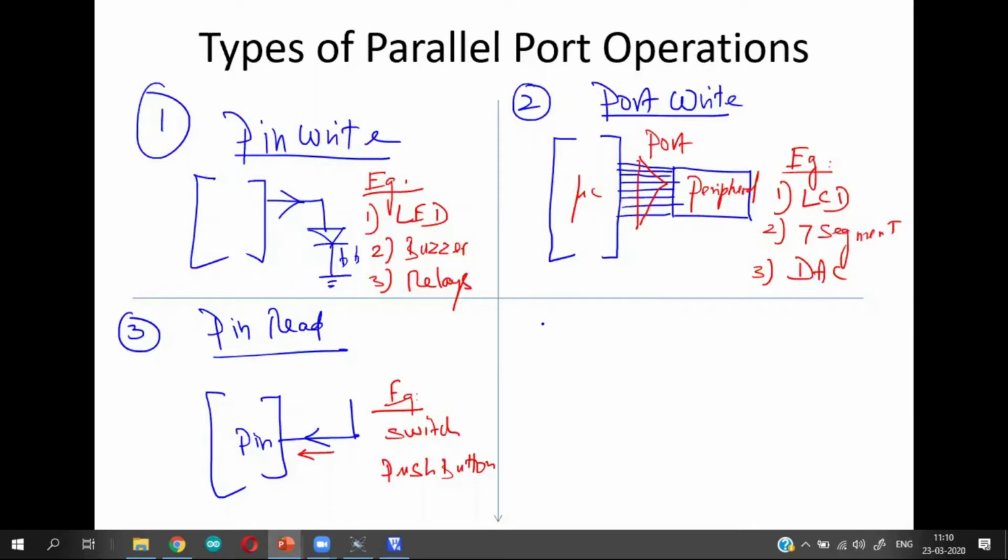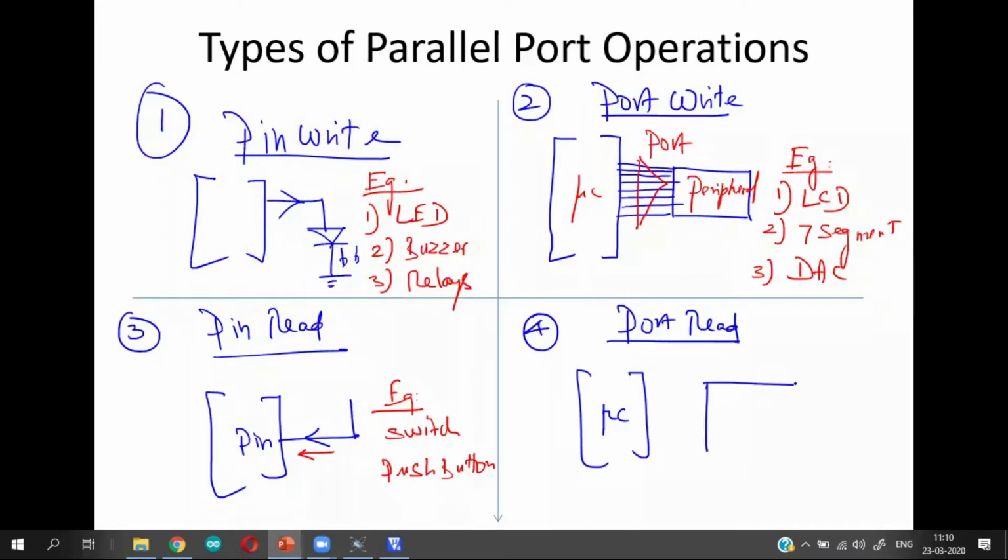And the last type of parallel port operation we discussed was port read operation, where a microcontroller reads information from one complete port from a peripheral device. So in this case, 1, 2, 3, 4, 5, 6, 7, and 8. The data flows towards the microcontroller in this direction. So one full port is used for reading data.